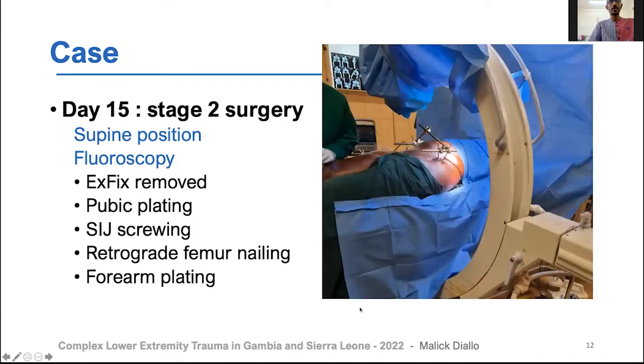So we performed the second surgery after 2 weeks, and we started with the pelvis. We removed the X-fix. We put a plate on the pubic symphysis, and we put screws in the sacroiliac joints. For the femur, we chose a retrograde femur nail because we chose not to change position. We chose a supine position to do all the surgery in one position, not to remove all the draping and change the patient position. For the forearm, we put a plate. Next slide.